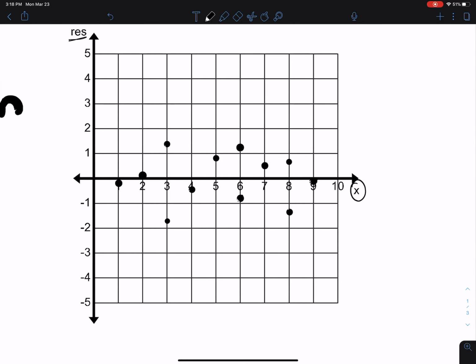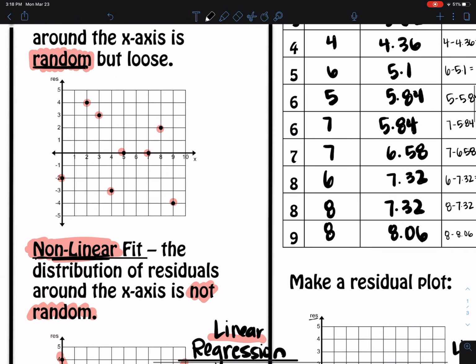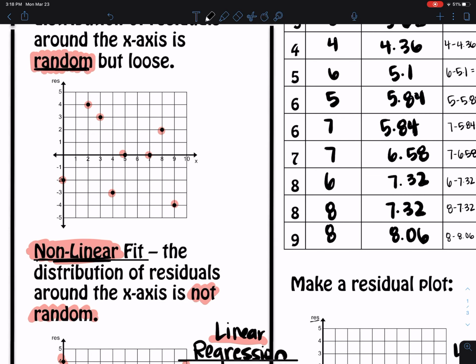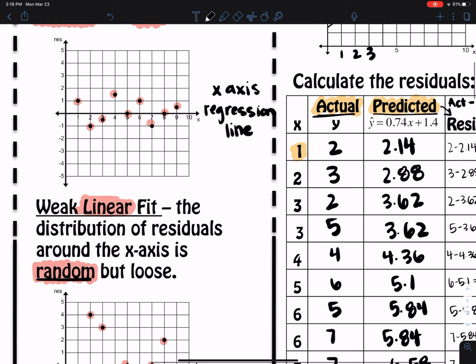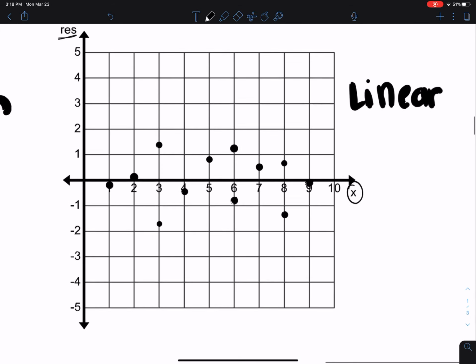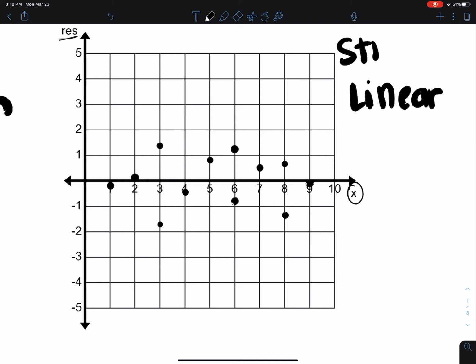On here, we can tell that the points are random, so we know that it is definitely linear because the points are random. There's a few above and a few below. It's not curved or anything like that. And if we look at our examples, weak means that the residuals are really spread out. Strong means that they're pretty close to the line. So on this one, I would probably say this is a strong linear fit. And that is how you do regression plots.